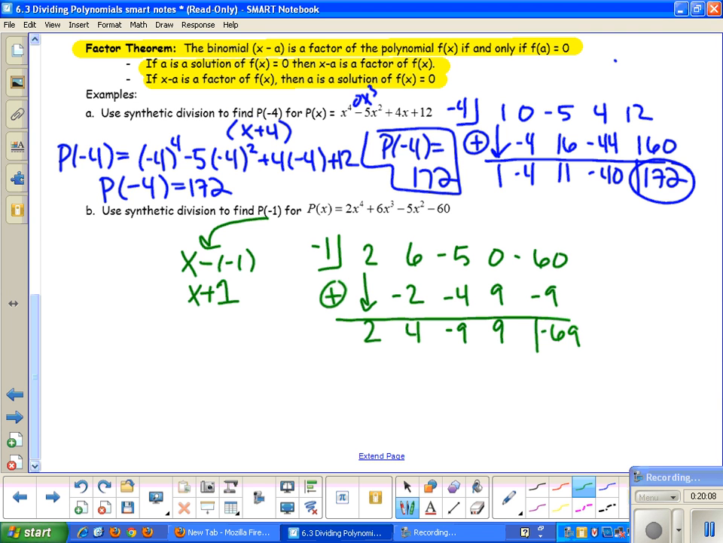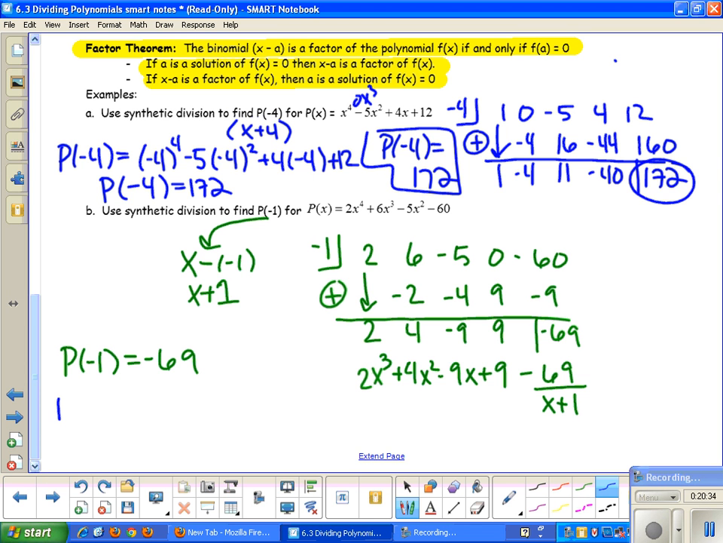So I got a remainder of negative 69. If I were to write this out, this would be 2x cubed plus 4x squared minus 9x plus 9 minus my remainder over x plus 1. That's not what the question wanted. It wanted me to find p of negative 1. So p of negative 1 should be equal to negative 69. So if I check my answer, that means if I plug in negative 1 into the equation, I should end up with negative 69, so this one's easy to check.